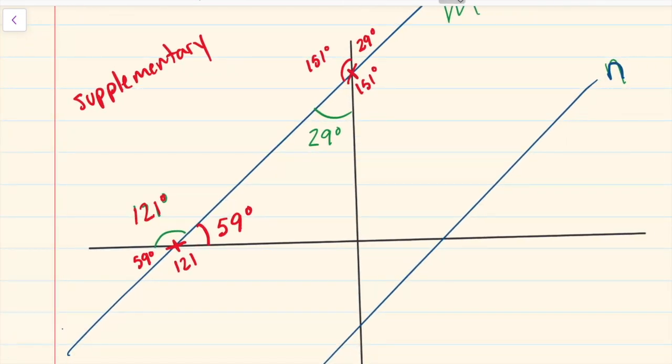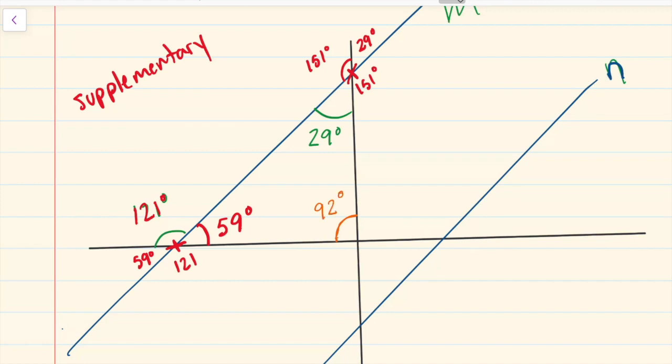Now, let me show you a little thinking outside the box here. I don't know if you've noticed this, but this is actually one big triangle. And a big triangle is made up of 180 degrees. So if this is 29, if this is 59, how can we find our last angle inside the triangle? Well, we do 180, that's the total triangle, minus that 29, minus that 59. So this is actually 92 degrees.